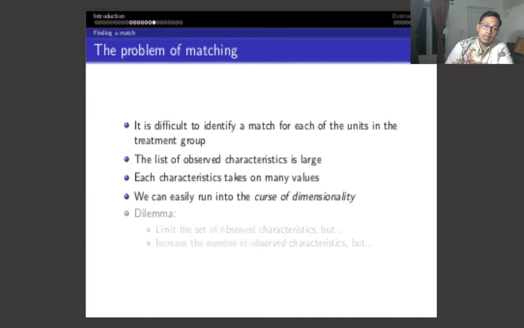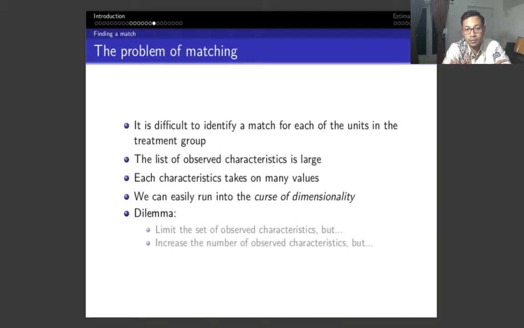Okay, so the idea is that we're going to run into a problem called the curse of dimensionality. And so the dilemma is that if we limit the set of observed characteristics, then the matching is going to be affected by unobservables. So it's going to violate the first assumption. However, if you increase the number of characteristics, the issue is that it's going to be quite difficult to find a match. And so if you increase the number of observed characteristics, you may be dealing with an issue in fulfilling the common support assumption. So there is always this trade-off between the selection on observables and the assumption of the common support. So that's something that we need to keep in mind when we're using a matching method for impact evaluation.